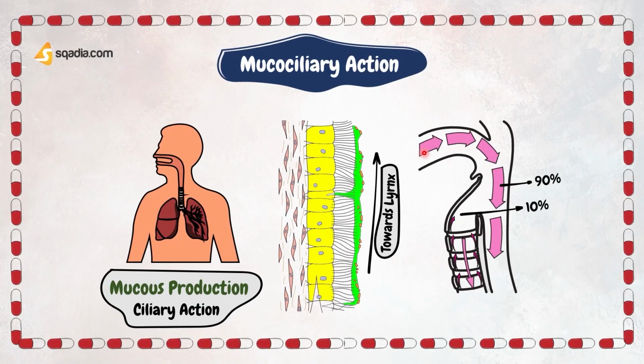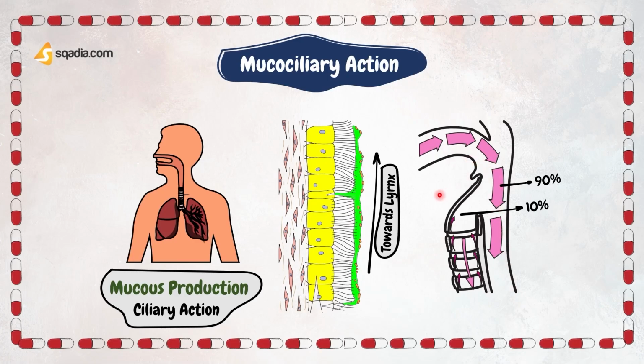Next we have mucociliary action. Now, what is mucociliary action? The mucociliary action is a protective mechanism of the respiratory tract that helps to clear the airways of foreign particles, debris, and microorganisms. It is the combination of two different processes, which are mucus production and ciliary action. The lining of the respiratory tract produces a thin layer of mucus, a sticky substance that helps to trap foreign particles and microorganisms. The mucus layer is constantly moving towards the throat, a process known as the mucociliary escalator, because this process behaves like an escalator from the larynx to the throat.